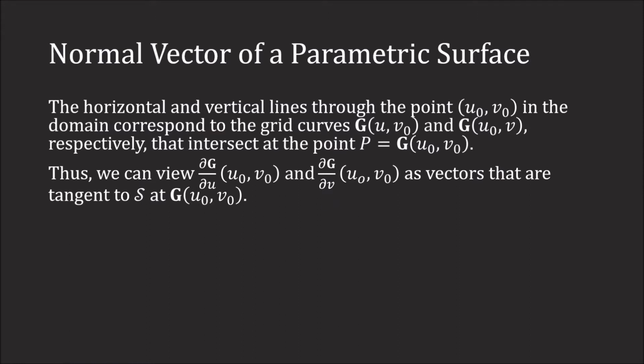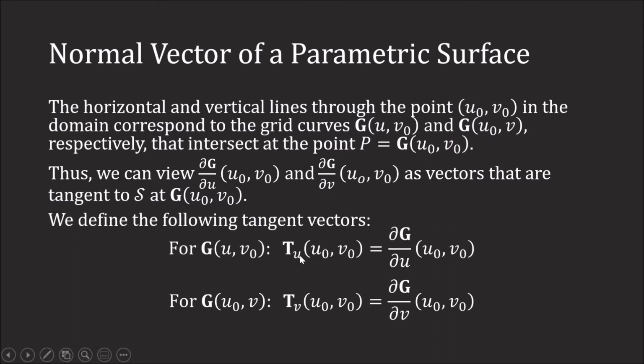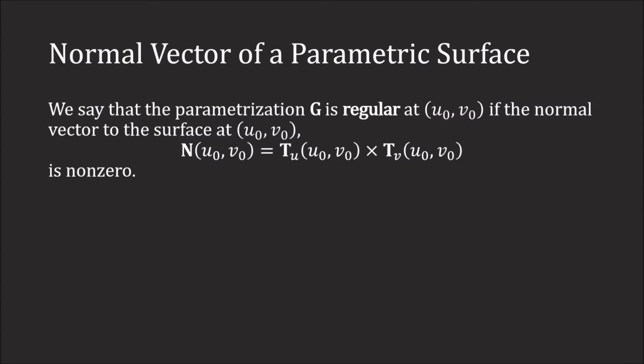And we now define the following tangent vectors. T sub u of u0 v0 is partial g partial u, and T sub v at u0 v0 is partial g partial v. We say that the parameterization g is regular if the normal vector to the surface at u0 v0 is non-zero, and the normal vector is given by T sub u crossed with T sub v. So that's what it means to be regular.